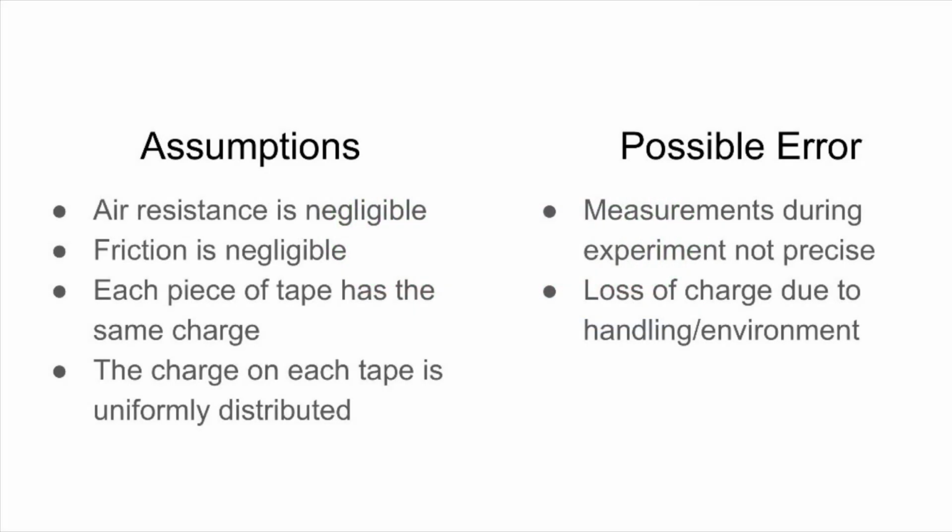The assumptions made, same as last week: air resistance is negligible, friction is negligible. Each piece of tape has the same charge, and the charge on each tape is uniformly distributed. Some possible errors are measurements during the experiment, as using a ruler is not the most precise instrument, and loss of charge due to handling the tapes and having our neutral hands affect them.